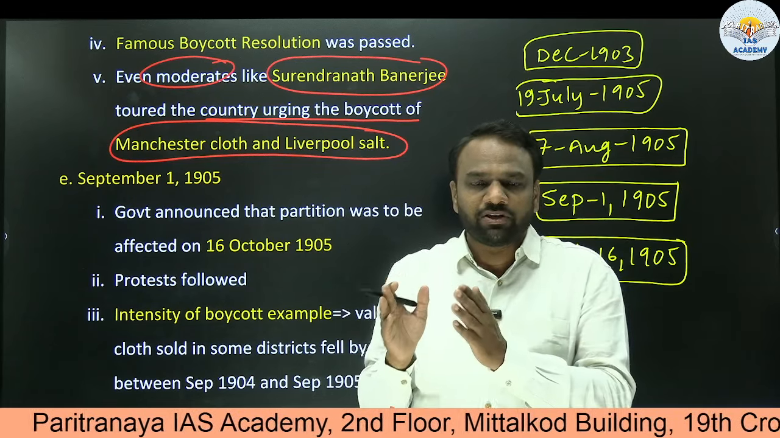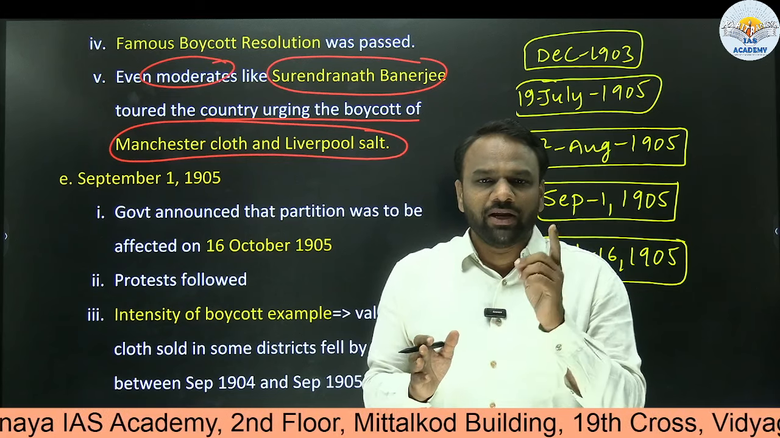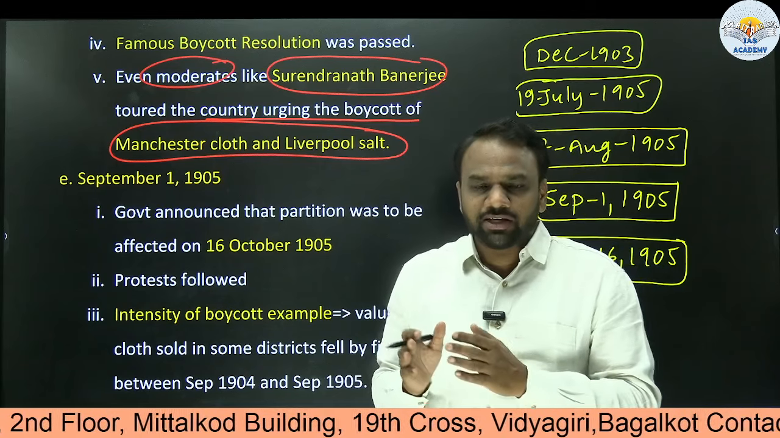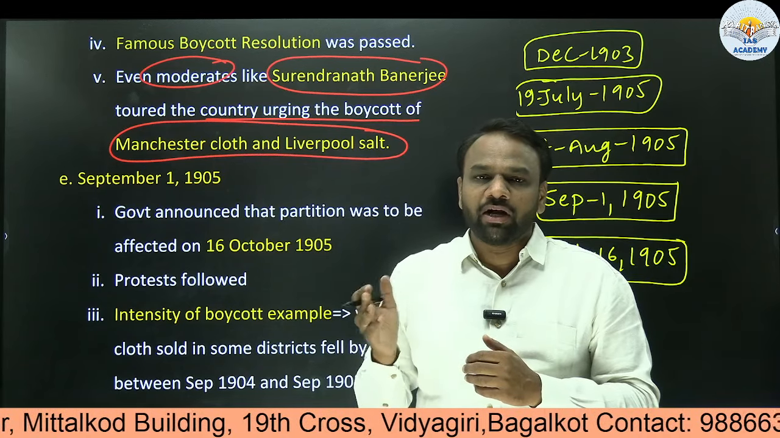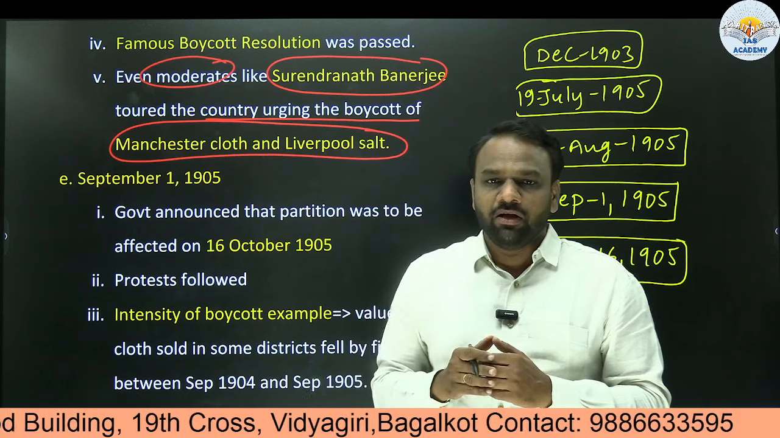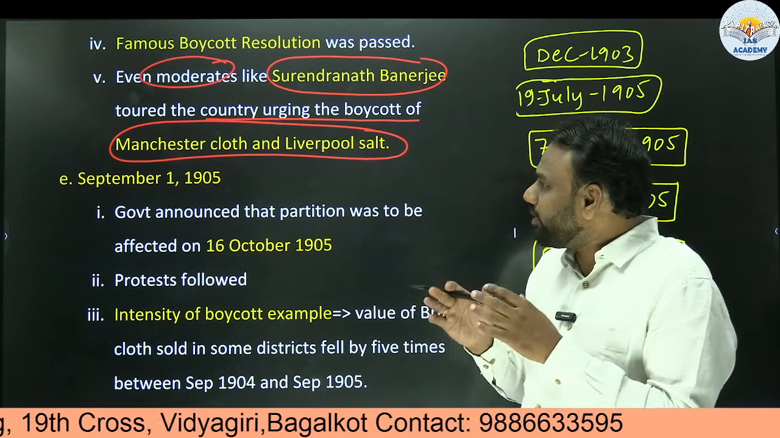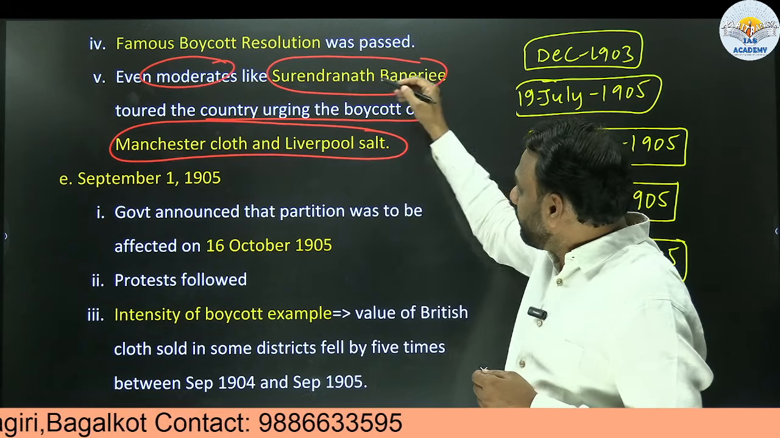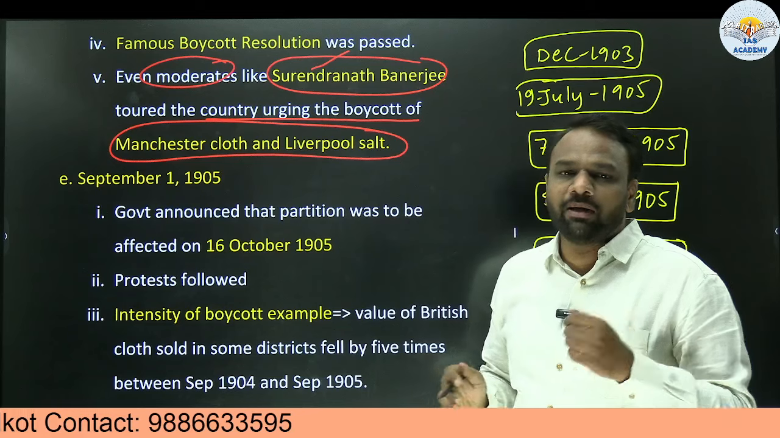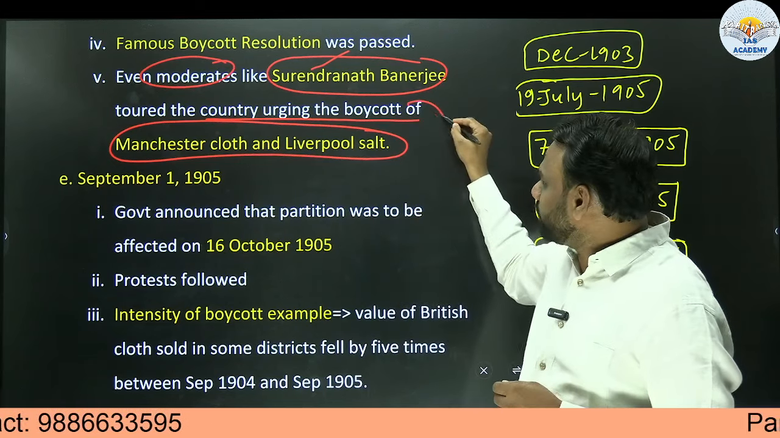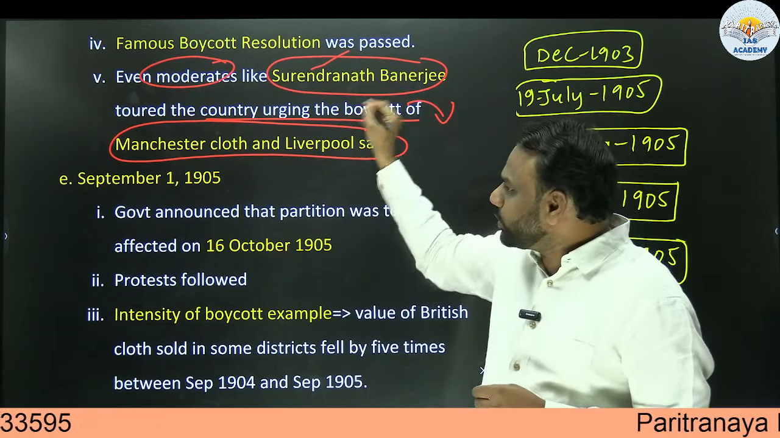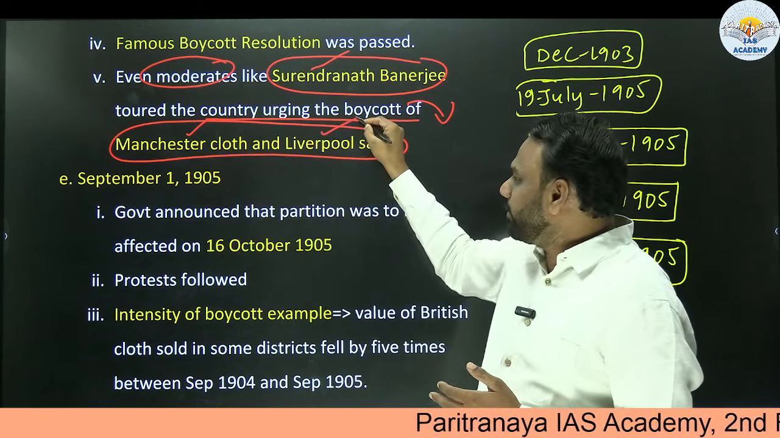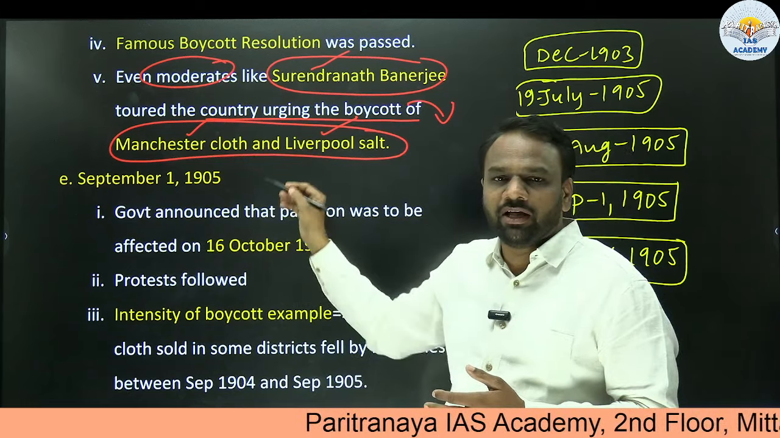But here at the superficial level, we know that Congress had two groups. One group was called moderates, another group was called extremists. Generally, moderates were in favor of constitutional techniques like petition, speech, etc. But they were not in favor of things like boycott. But during the Swadeshi movement, we witnessed that moderates like Surendranath Banerjee also favored the boycott. He toured the country and asked the people not to buy Manchester cloth and Liverpool salt, because they are not manufactured in India, they are manufactured in Europe.